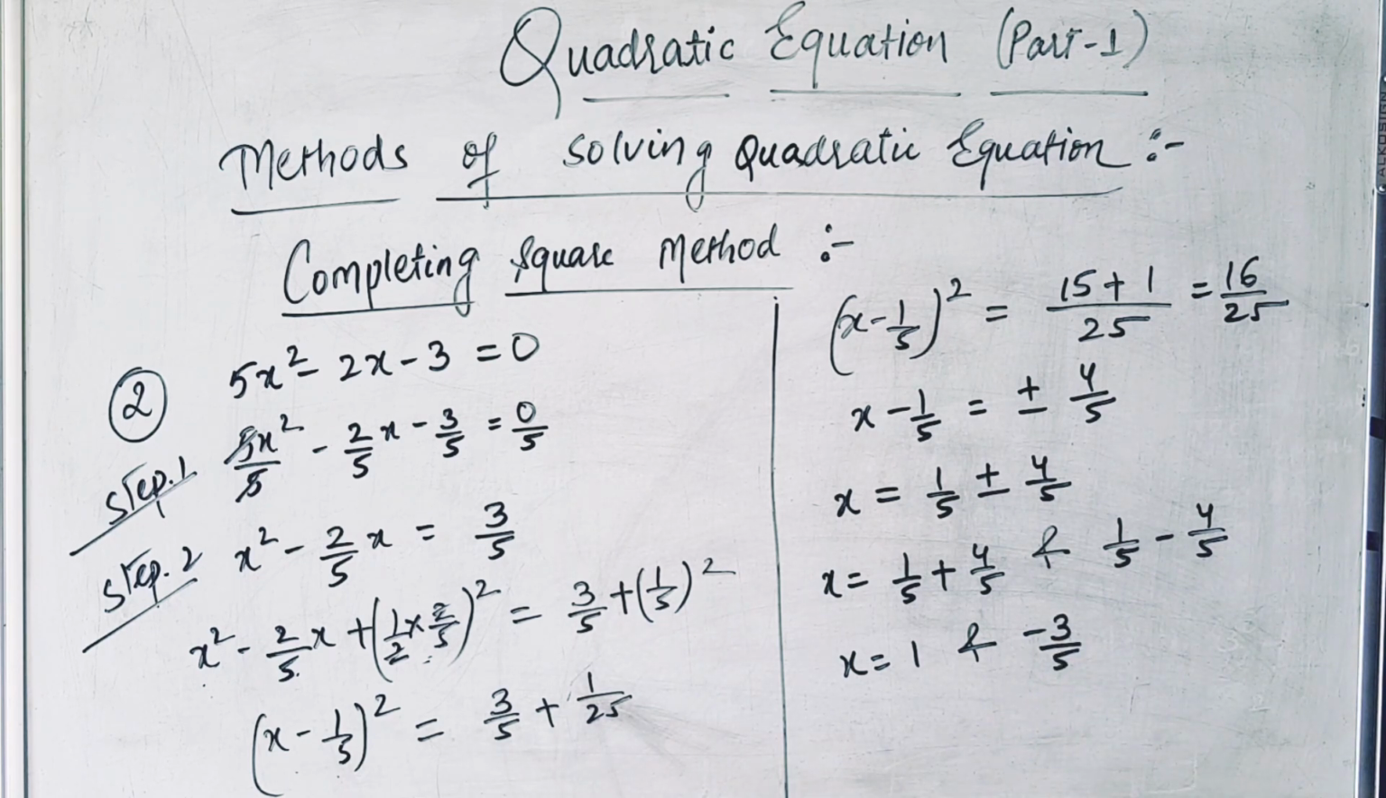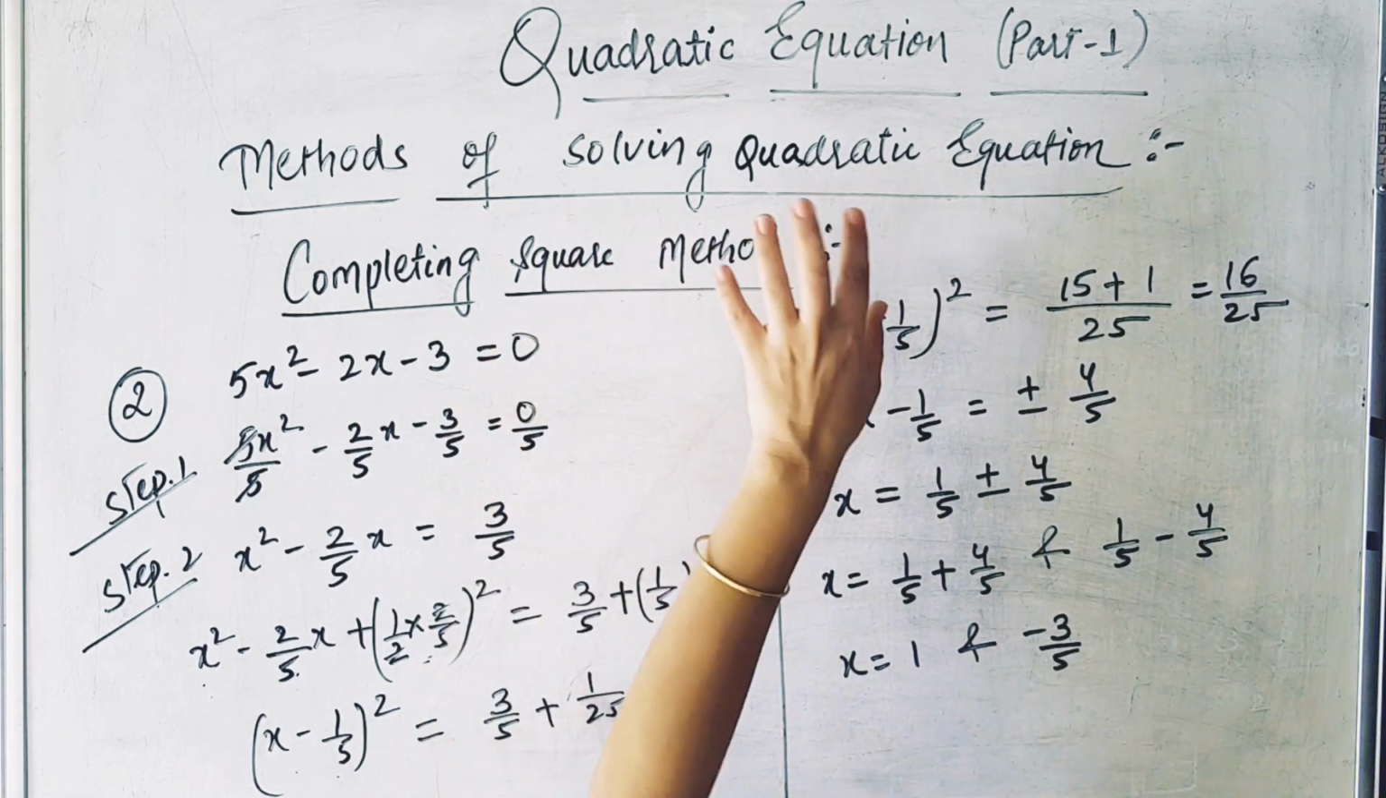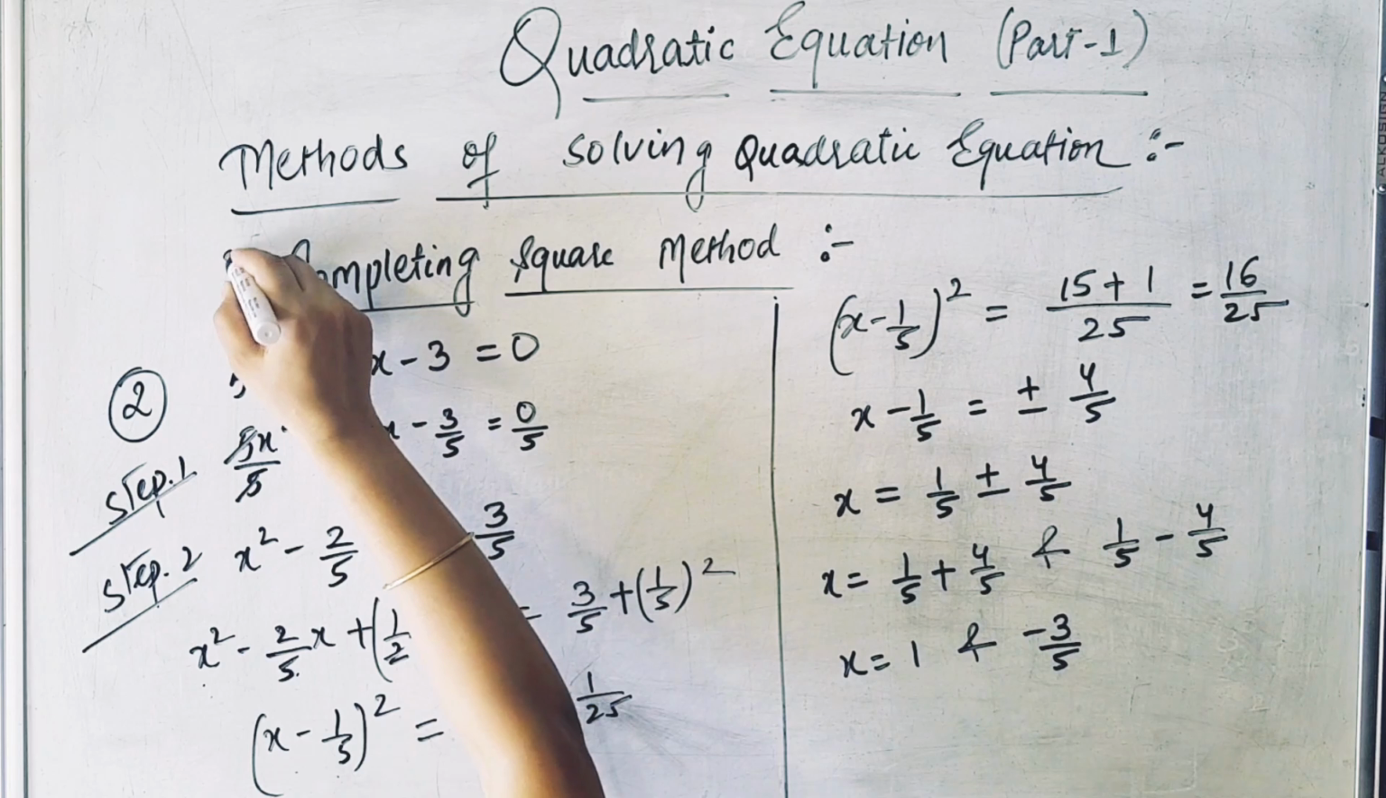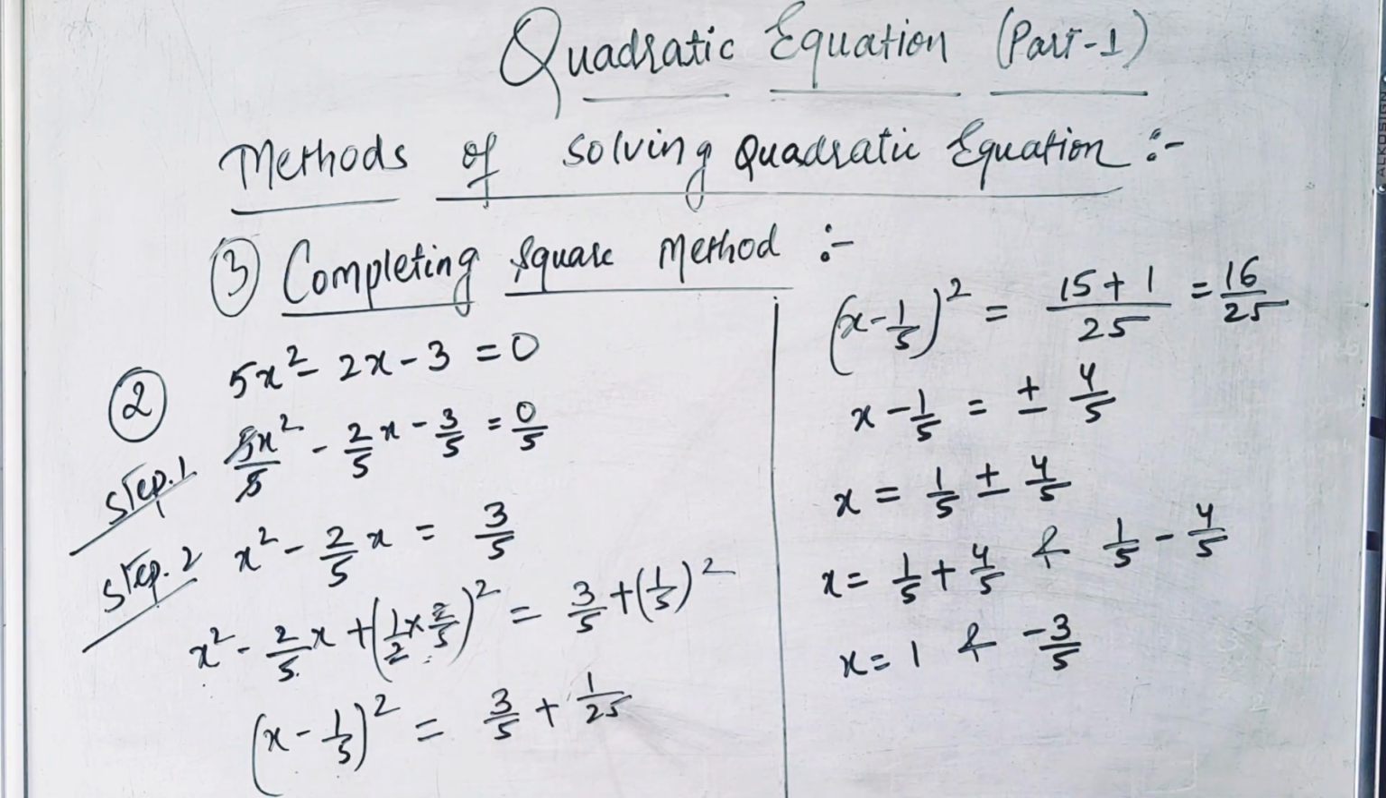So students, this is how we have completed our two topics today: the introduction, and the methods of solving quadratic equations. We have discussed three methods: the first was factorization, the second was the formula method, and the third was the completing square method. In my next video, that means in part 2 of this quadratic equation, we'll see the nature of the roots.